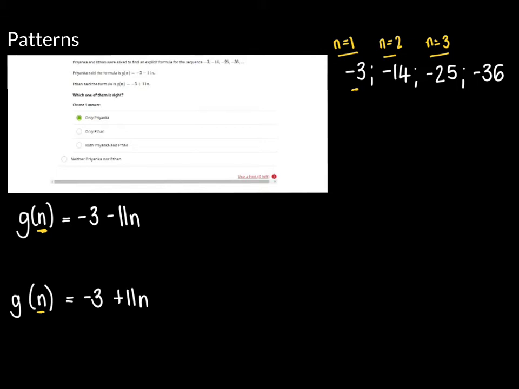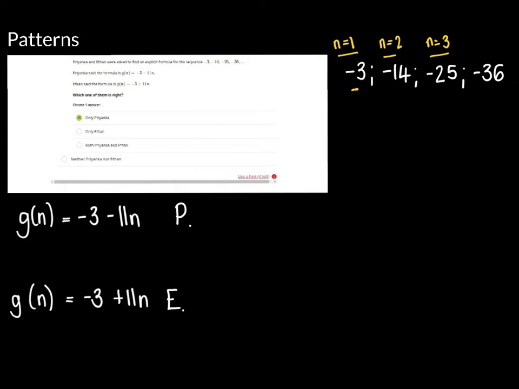I just want to point out whose is whose so we remember whose question we're actually working with. I'm just going to write it here quickly. This one is Priyanka, so I'm going to put a P there for Priyanka, and this one is Ethan's equation, so we're going to put E there. All right, so we're going to dive right into it.